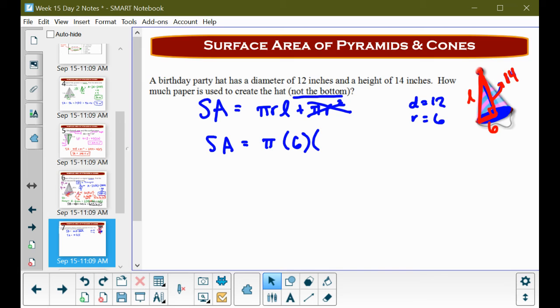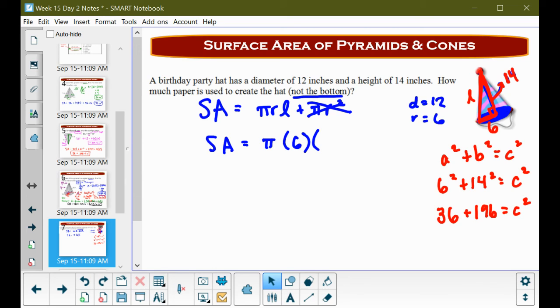And we talked about how we do this on the first cone problem we had. We need to use Pythagorean theorem. A squared plus b squared equals c squared. So the hypotenuse is L, our slant height, so that's what we're trying to find. And we can put 6 squared and 14 squared in for A and B. So 6 squared is 36. 14 squared is 196. 36 plus 196 is 232.